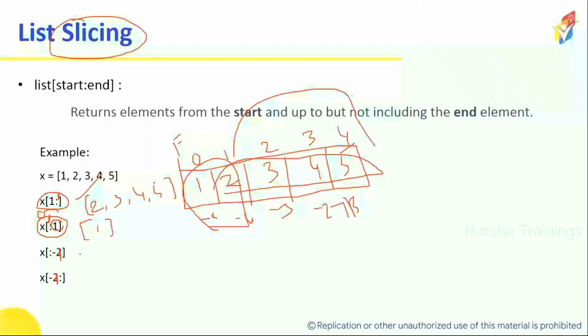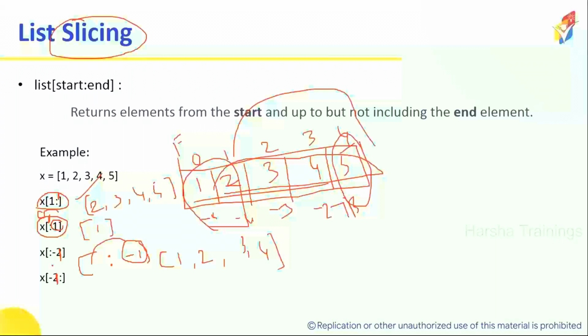Now another rule, rule number 3, is colon minus 1. What is the meaning of colon minus 1? You take all the elements except the last element. What is minus 1 here? This one, the last element. You take all the other elements. So the output is 1, 2, 3, 4. Got it? Yesterday only I told all these rules.